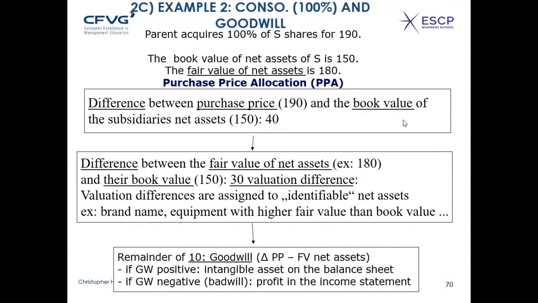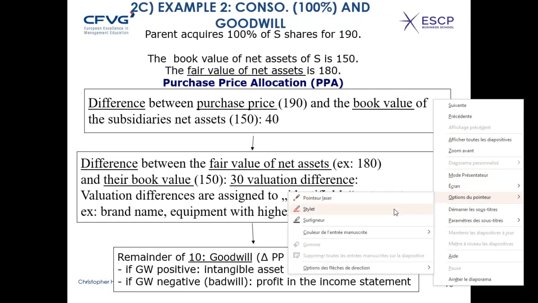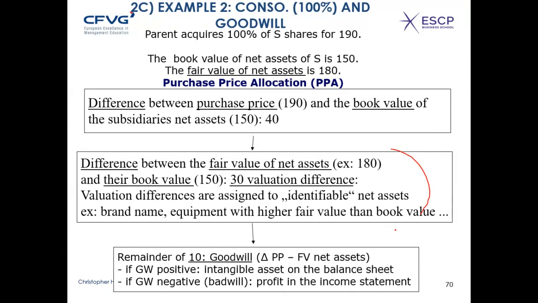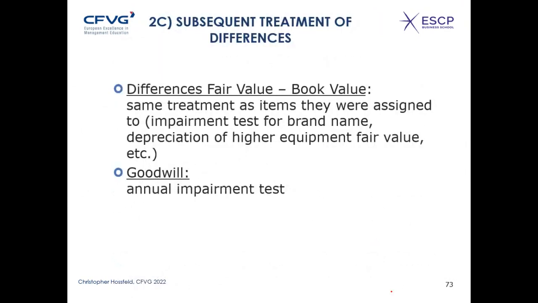Because at the date of acquisition, I do my purchase price allocation. But the question is, what happens to those values, the valuation differences and the goodwill, over time? So 9 months later, 1 year later, 20 years later. I need some rules on the follow-up valuation of all those items. And here they are.